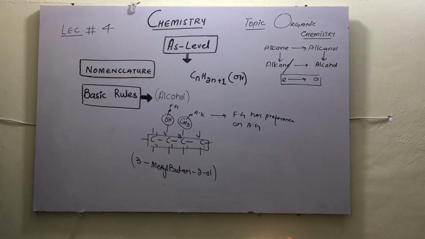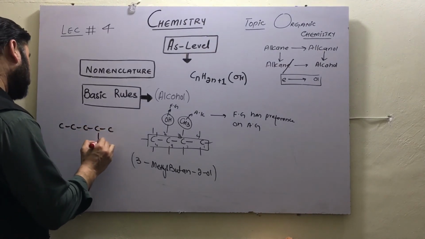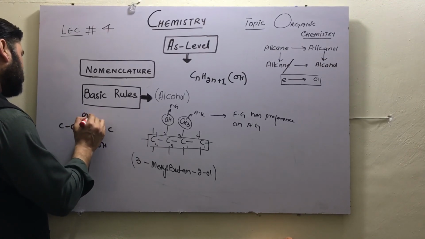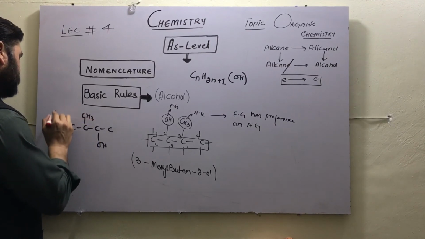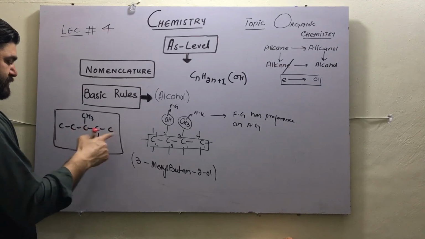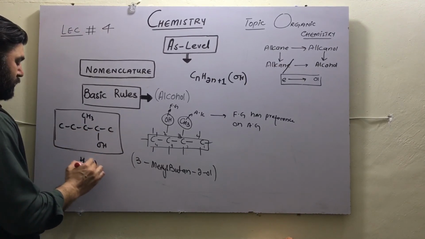And suppose there are 5 carbons and OH is present, so you can give it the name. This is your homework. 1, 2, 3, 4, 5. Here OH is there, and there CH3 is there. This will be your homework, and you can mention the name of this in my comment section. So this is the homework for all of you.